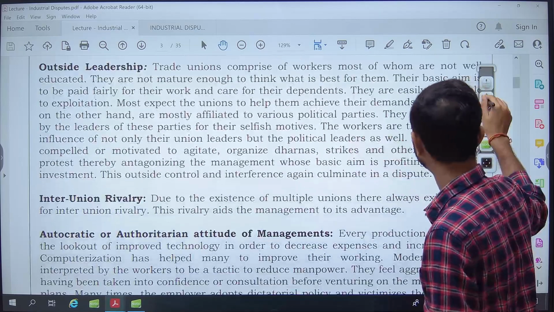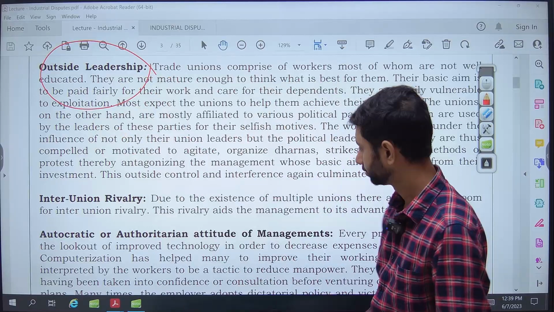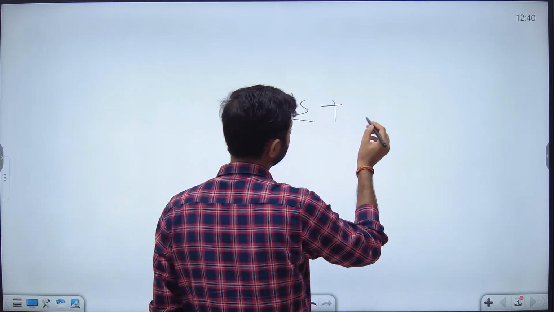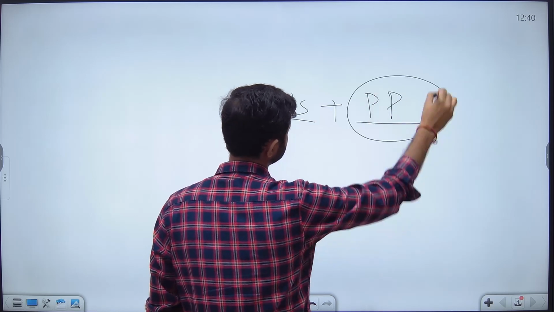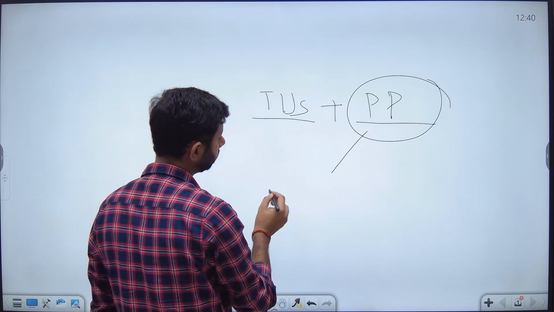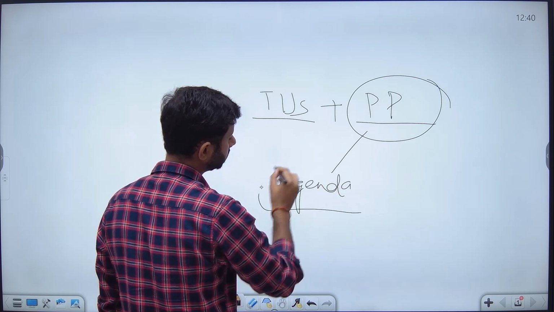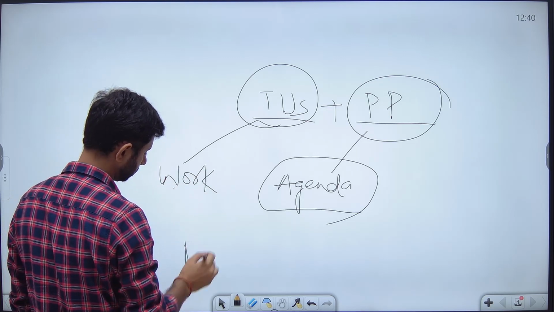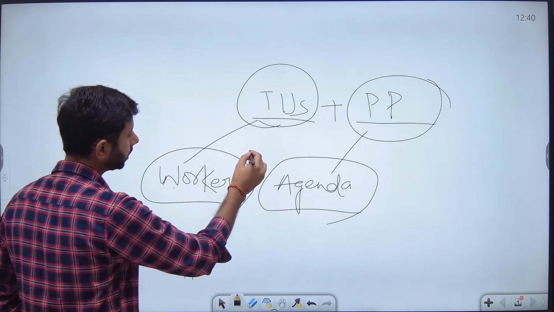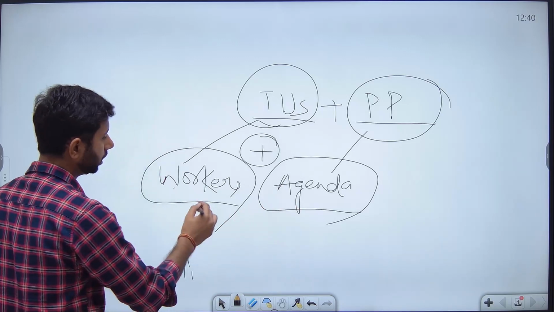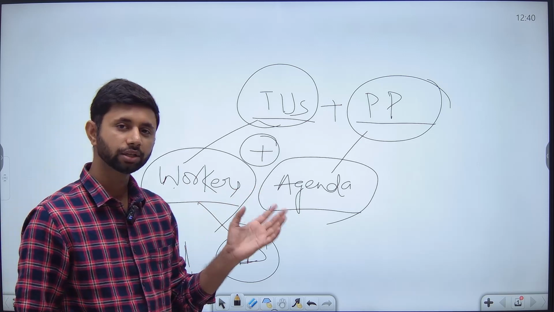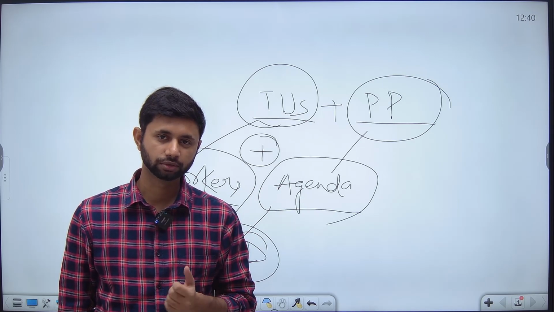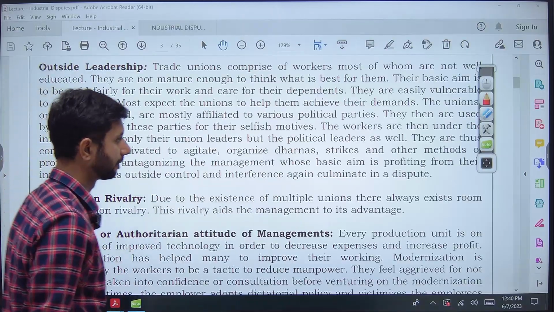Next is outside leadership. What is outside leadership? Let's understand this. Usually trade unions are officially recognized by some political parties. These political parties also have their agenda with respect to national policies and state policies. But trade unions which have solely workers' benefit in their mind, if it gets mixed with a political agenda, then obviously this will create industrial dispute. Political parties would want to extend their agenda and would want trade unions to do strikes and gheraos for their political purpose. So these things may also lead to industrial disputes.